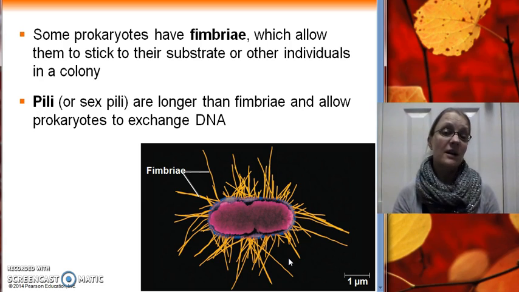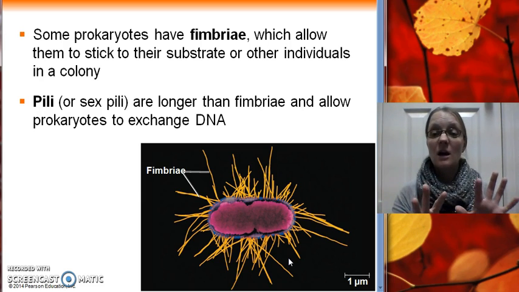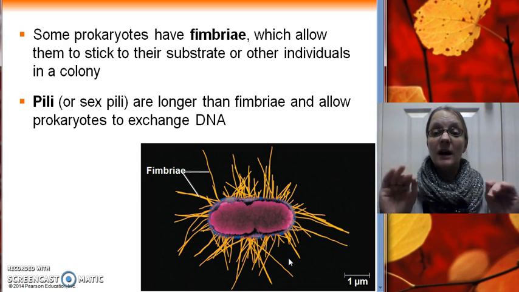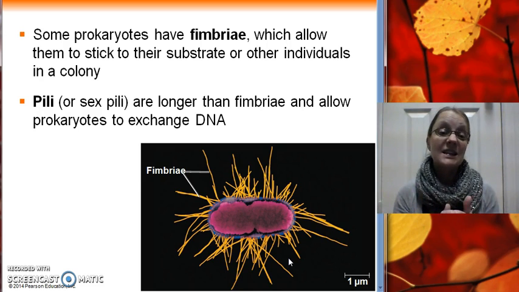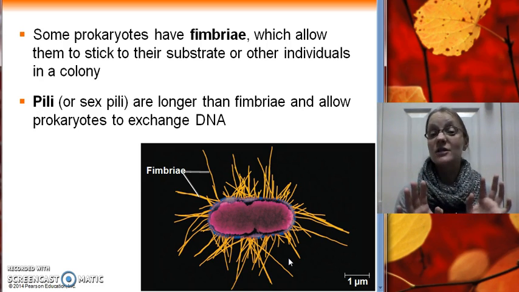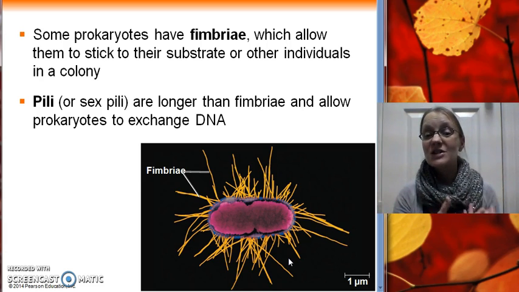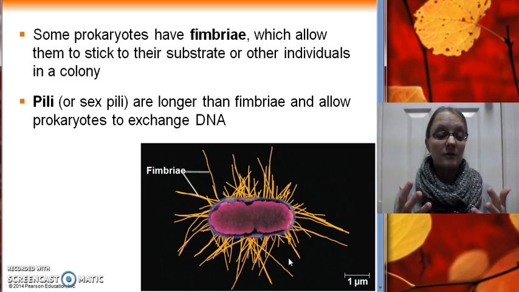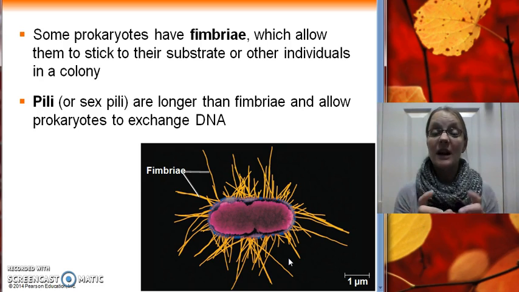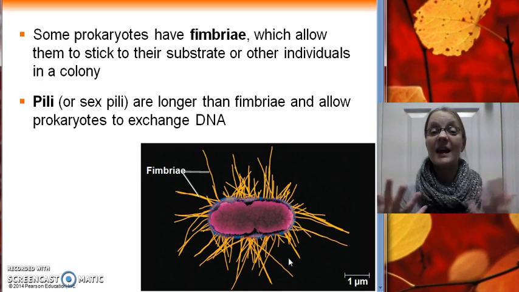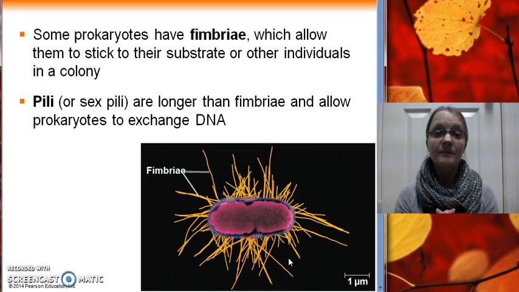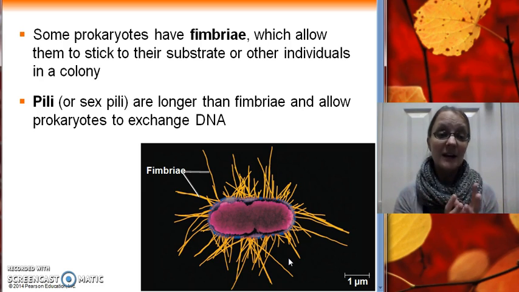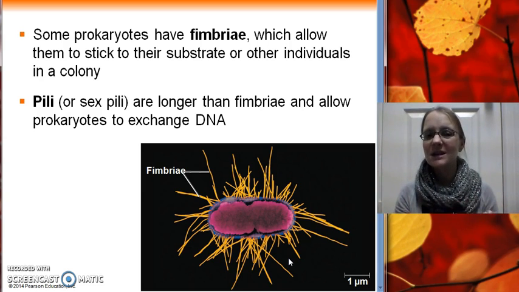Okay, some prokaryotic cells also have these thin, long projections, which are not motile, but they're called fimbriae, and they allow the cells to stick to each other and to also stick to the other substrates around them, very much like the bacterial capsule. The fimbriae can help various cells within a bacterial colony to stick together so that they can actually grow as a colony. Okay, sometimes a cell might have a longer structure that looks like a fimbria, but it's actually not exactly a fimbria.